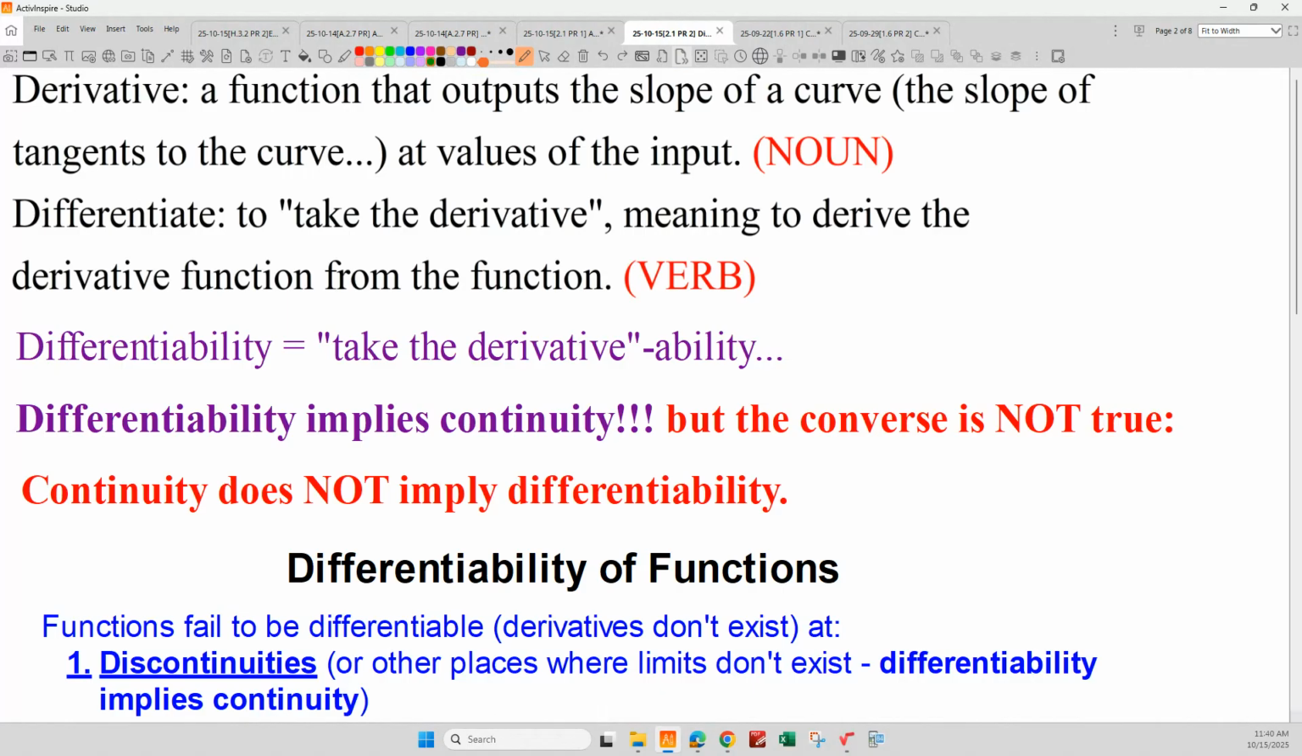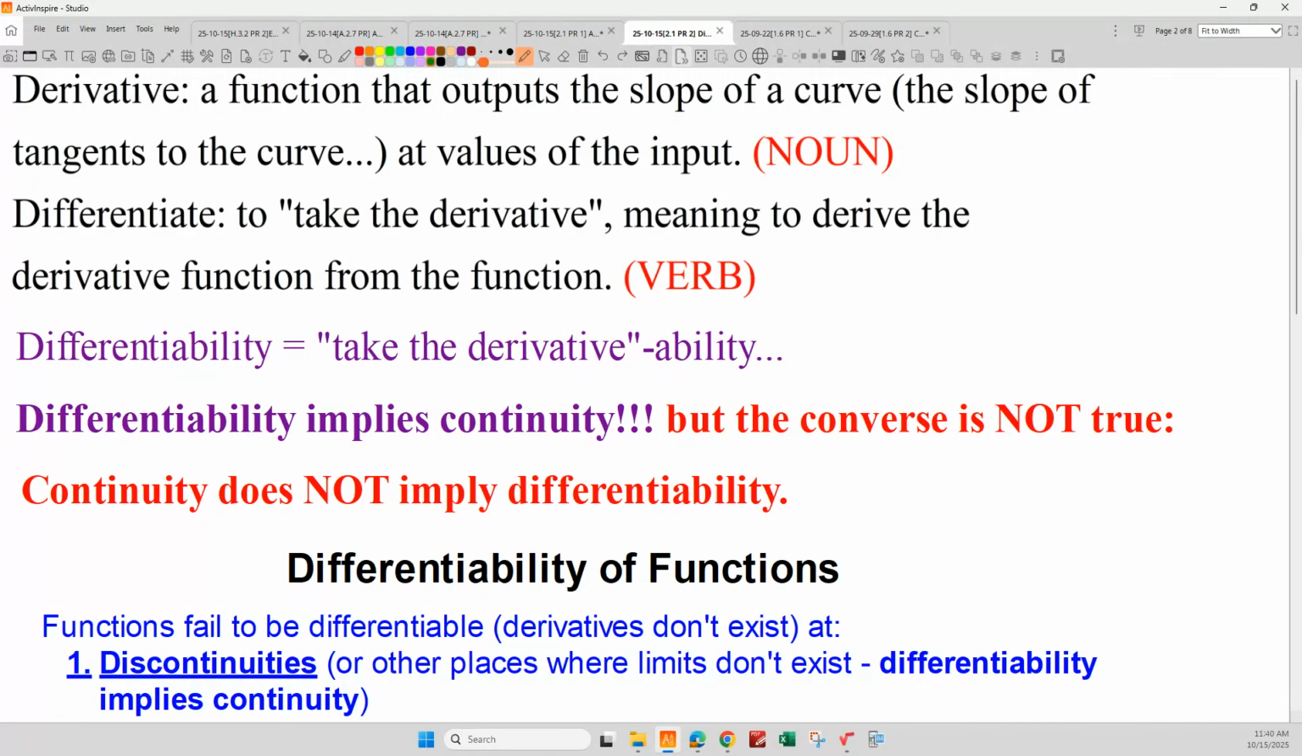Okay, so just to define our parts of calculus speech here, a derivative is a function that outputs the slope of a curve, meaning the slope of tangents to the curve, at values of the input. That's a noun. Okay? To differentiate is to take the derivative, meaning to derive the derivative function from the original function. That's the verb we use.